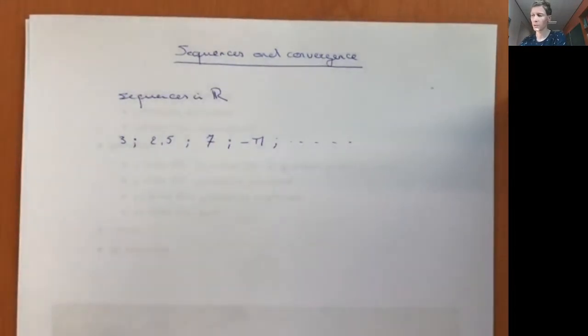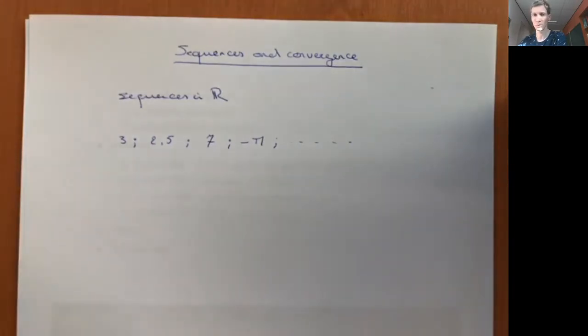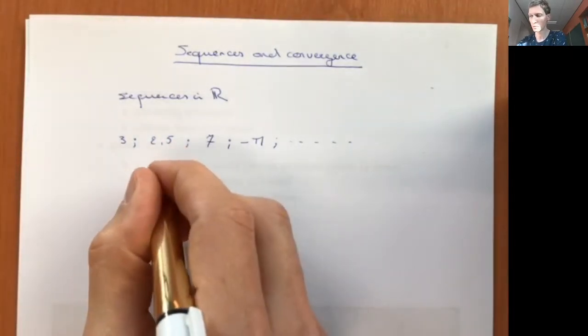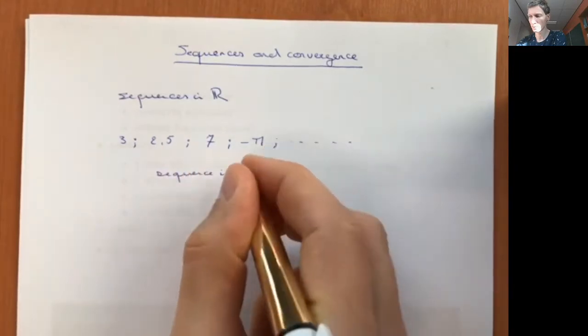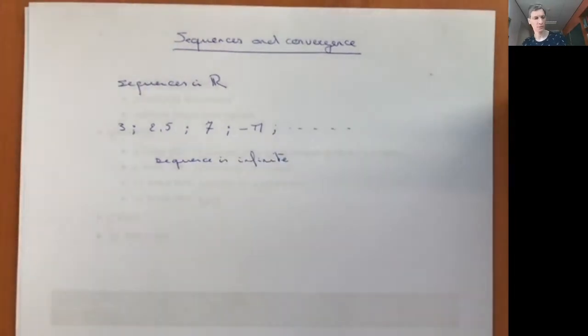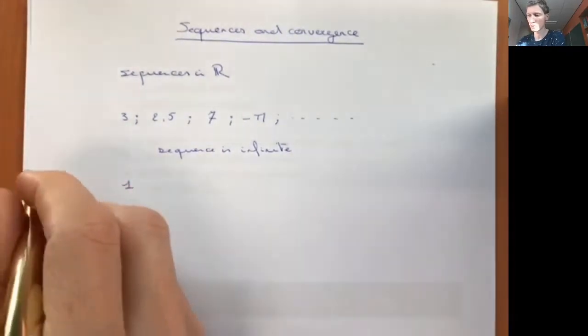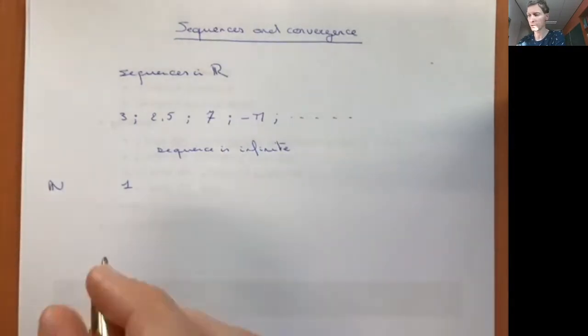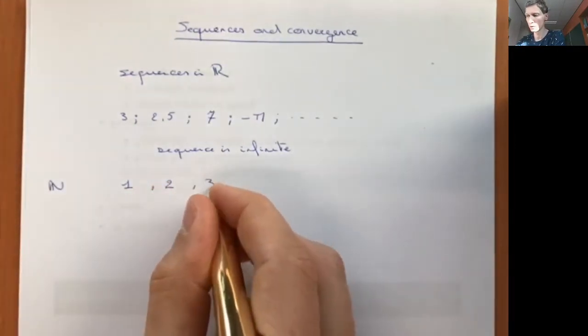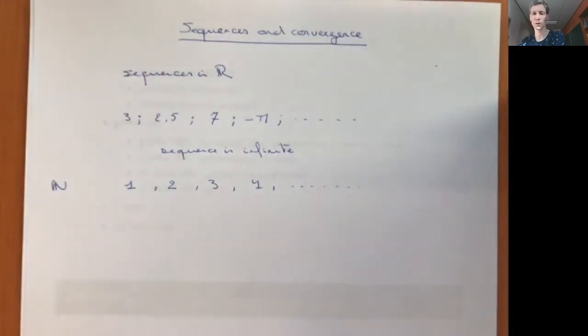Okay, so what's the idea? The idea is that this is a sequence of numbers, but it never finishes, right? So this goes infinitely long. Okay, so a sequence is infinite. So how can you define this thing in a mathematical way? So one thing that you could do is the following. First you write down all the natural numbers that you can think of. For example, 1, 2, 3, 4, and so on and so on. This list goes infinitely long because there's no biggest number in N.